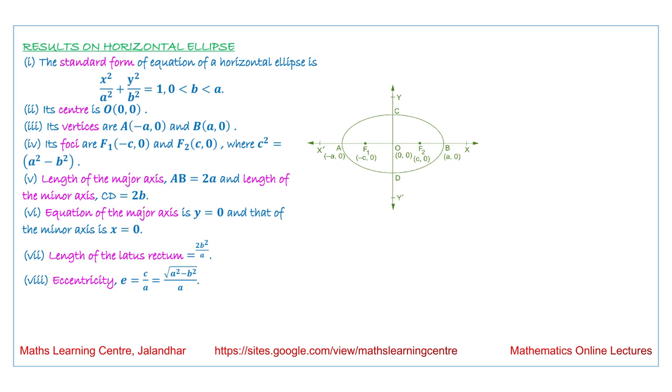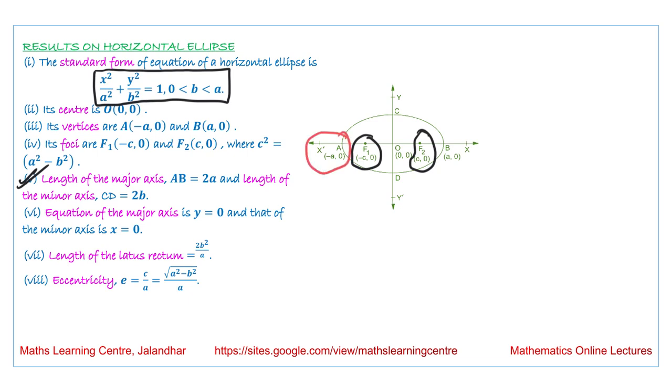So we summarize the results that we have studied till now. First is the standard form of the horizontal ellipse. It is x square over a square plus y square over b square is equal to 1, where 0 is less than b is less than a. 2a and 2b are the lengths of the major and the minor axis. The foci of this ellipse are minus c, 0 and c, 0. Vertices of this ellipse are minus a, 0 and a, 0.